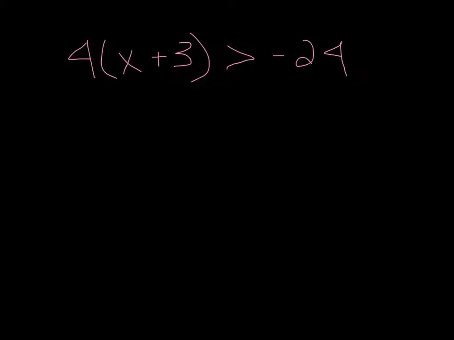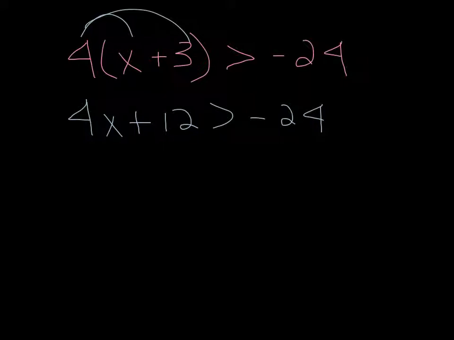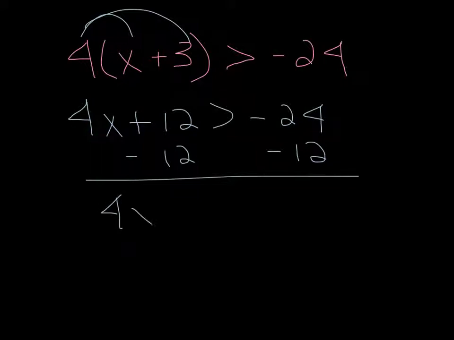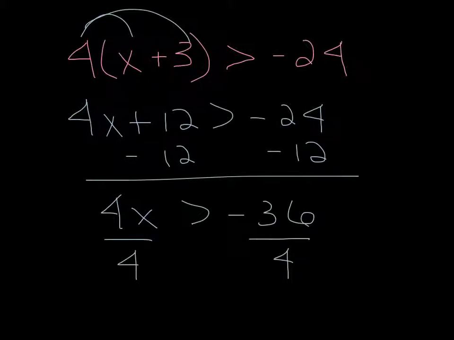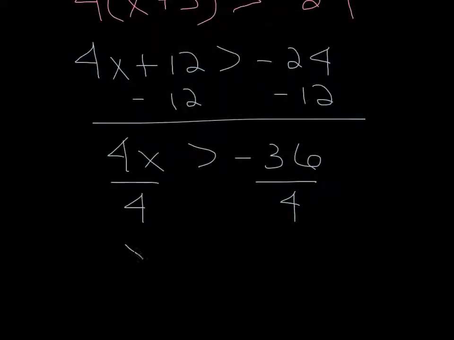In our first example, we have 4 times (x + 3) is greater than negative 24. So the first thing we have to do is distribute our 4. So you have 4x + 12 is greater than negative 24. It now turns into a two-step equation, so we just subtract 12 from both sides of the inequality, and we end up with 4x greater than negative 36. Our final step is to divide everything by 4, and we end up with x greater than negative 9.